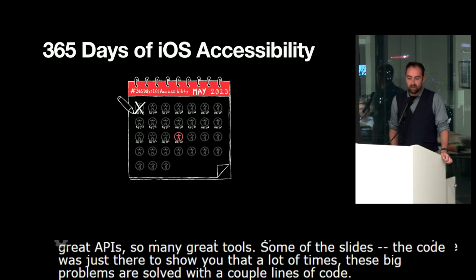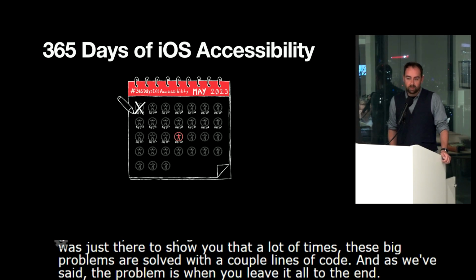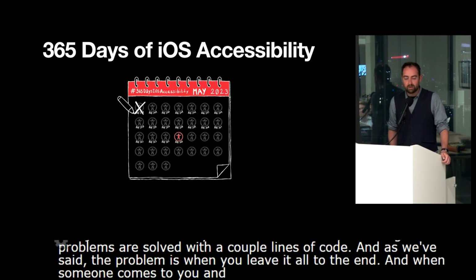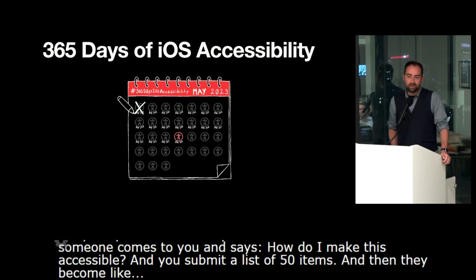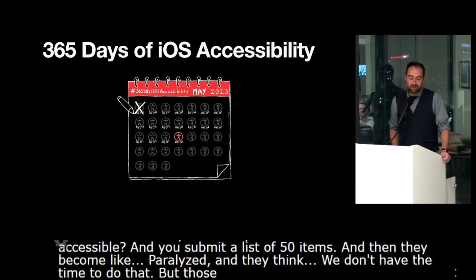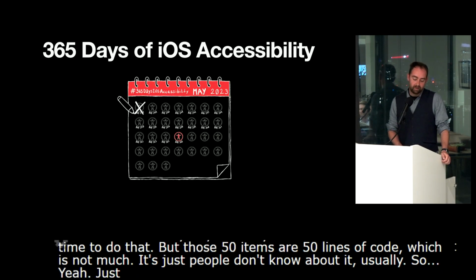And as we've said, the problem is when you leave it all to the end, and someone comes to you and says, how do I make this accessible? And you submit a list of 50 items, and then they become paralyzed, and they think, oh, we don't have the time to do that. But in reality, those 50 items are 50 lines of code, which is not much. It's just people don't know about it usually. So yeah, just a 360 days job.